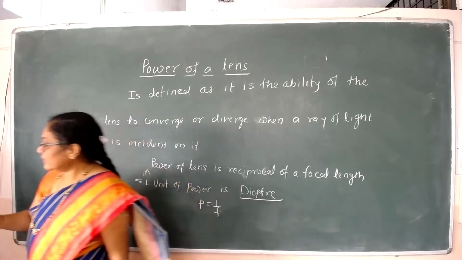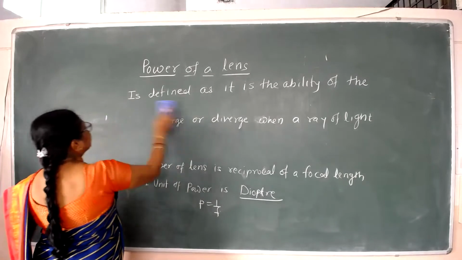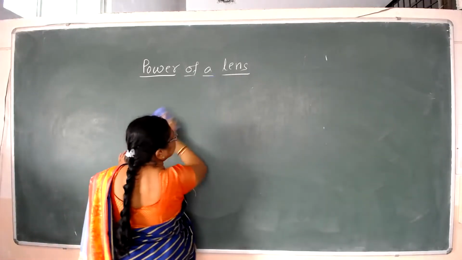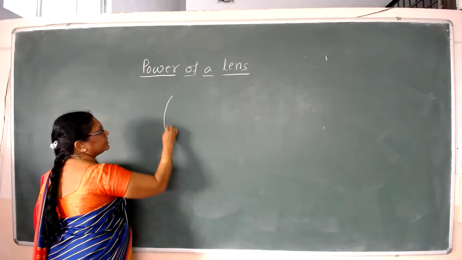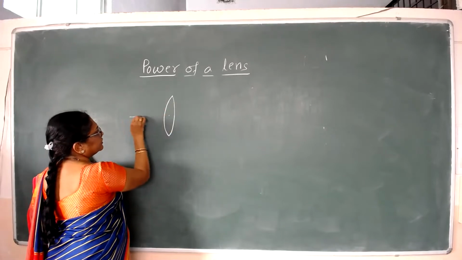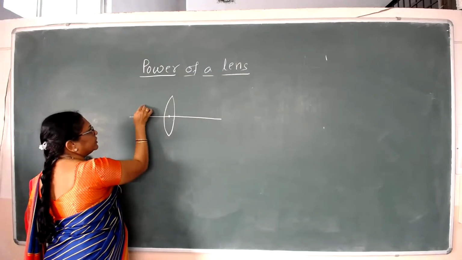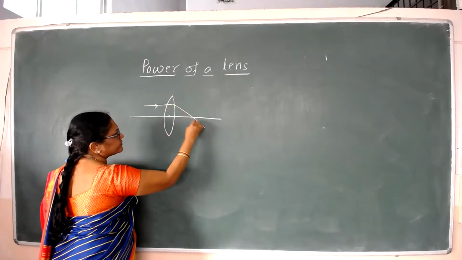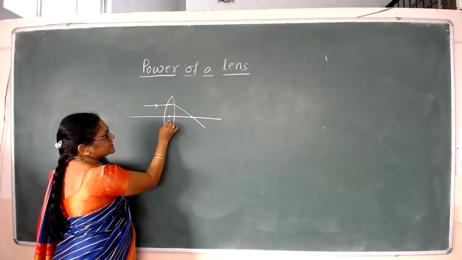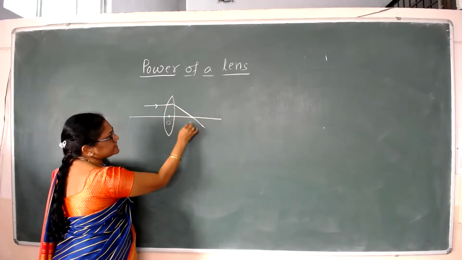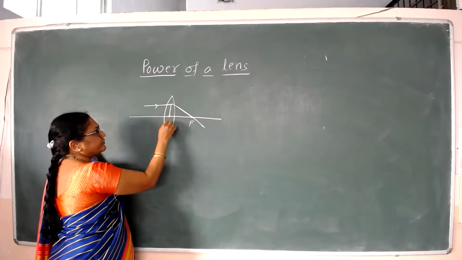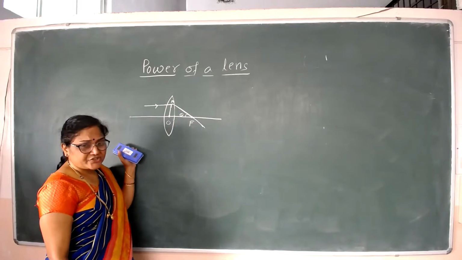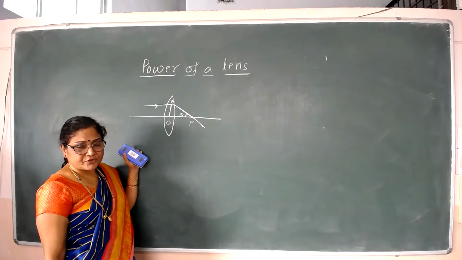So in this step, we will derive the related formula for the power of a lens. Consider a convex lens, draw a principal axis. When a parallel ray of light is incident on the lens, it converges. The ray of light is refracted and converges at the principal focus here. Suppose this is O, A, F. This is the angle theta. So the tangent of the angle is also known as the power of a lens for a unit length.